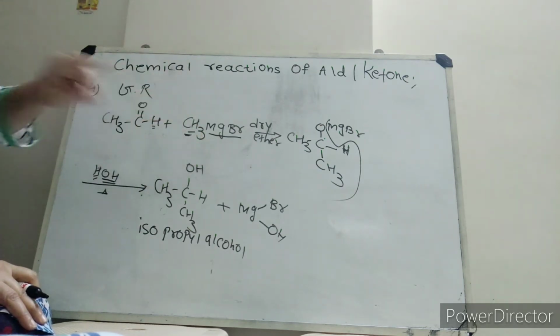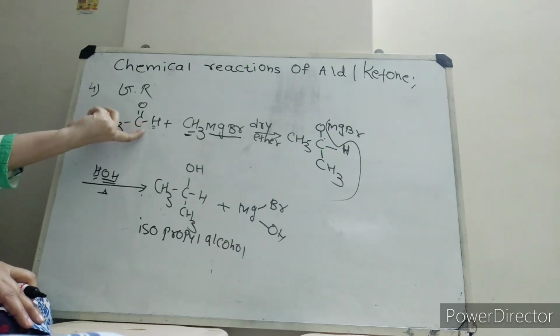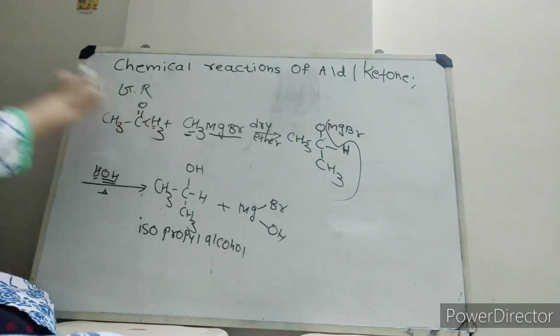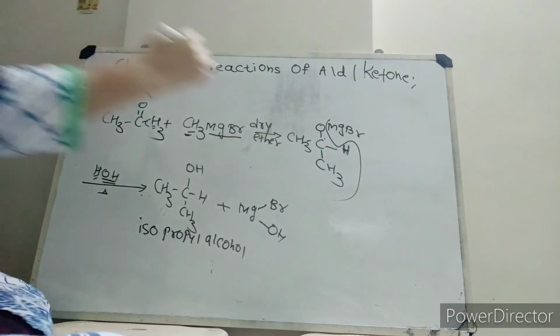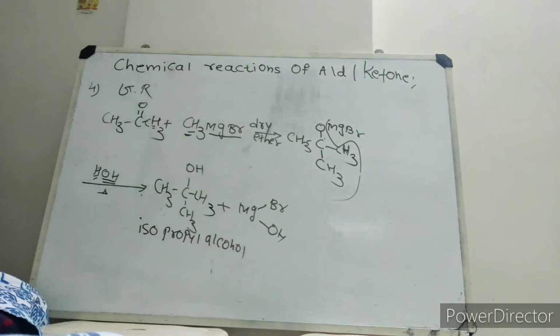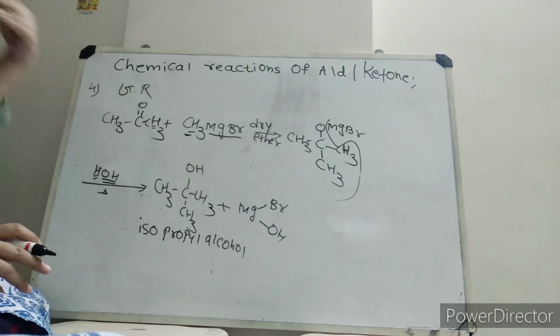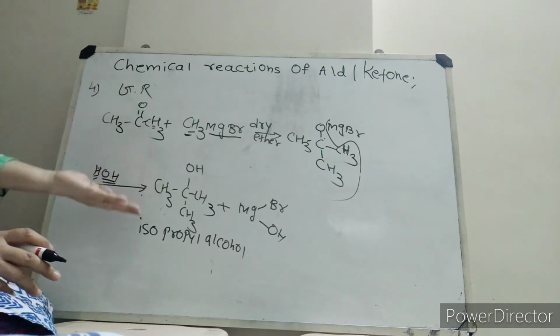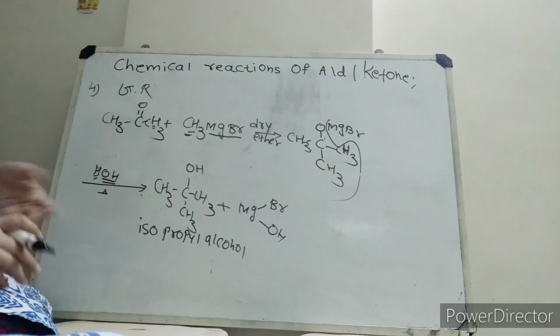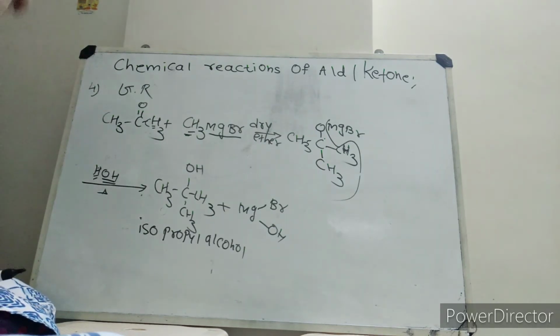This is by a two-step reaction. Suppose instead of acetaldehyde we take acetone, then we get tertiary butyl alcohol. Suppose instead of acetaldehyde we take formaldehyde, then we get ethanol. All these reactions we have done in the alcohol chapter, you can refer to that.